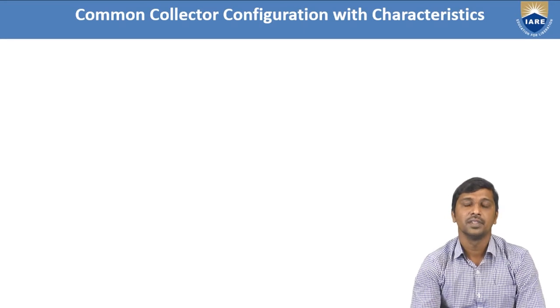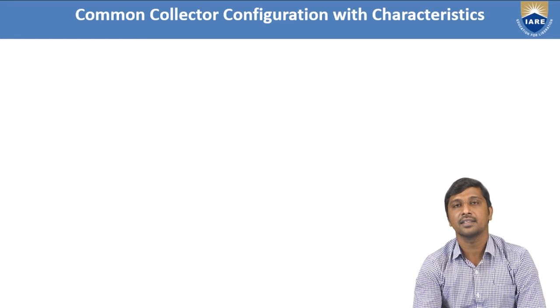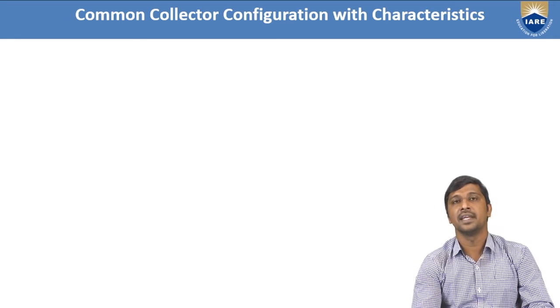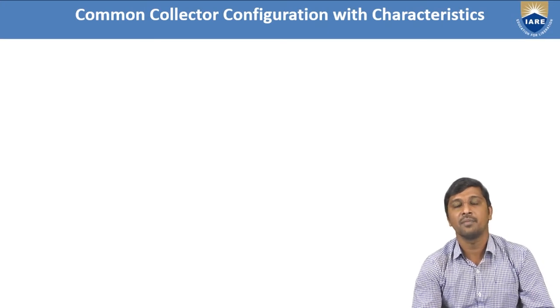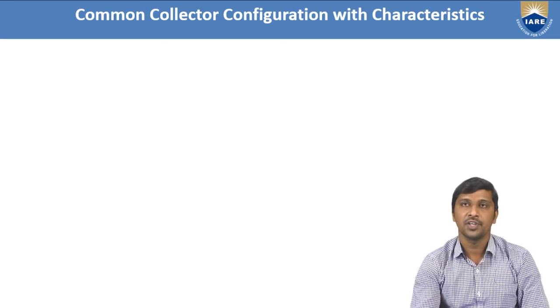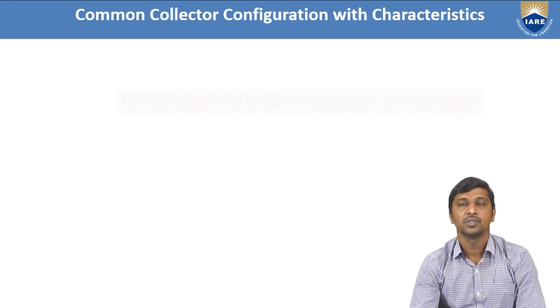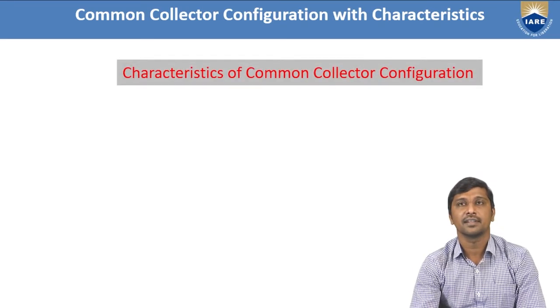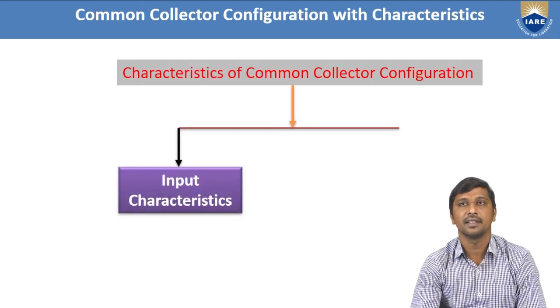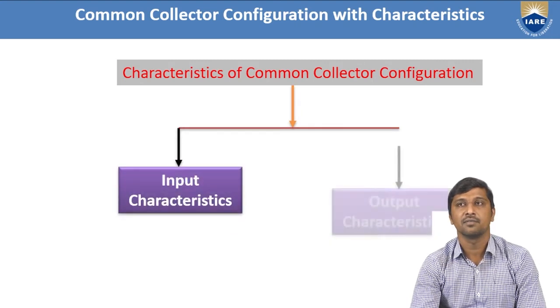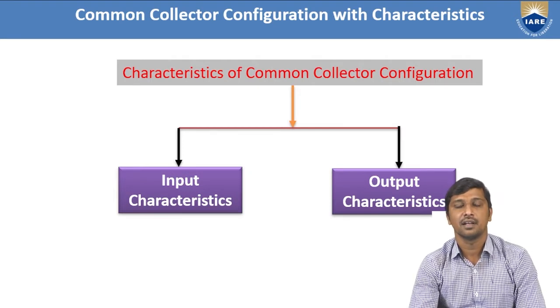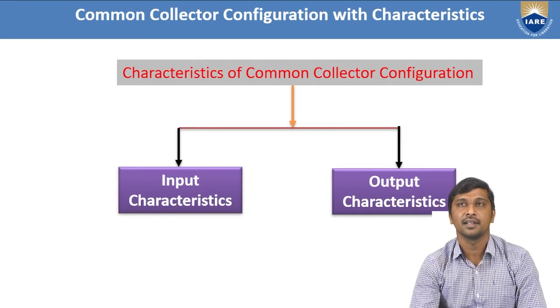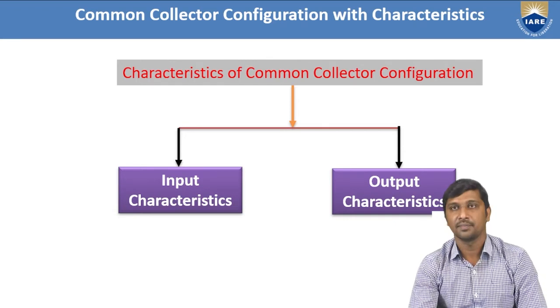Now, based on this operation, I am going to observe what the characteristics are and how it behaves based on the configuration, with respect to the common collector configuration. So we are going to observe the characteristics here. It contains two types of characteristics: one is input characteristics, and one is output characteristics. First we'll see the input characteristics under this common collector configuration.